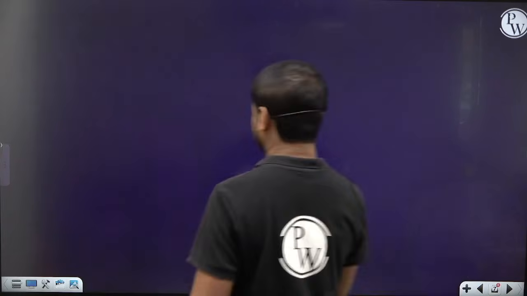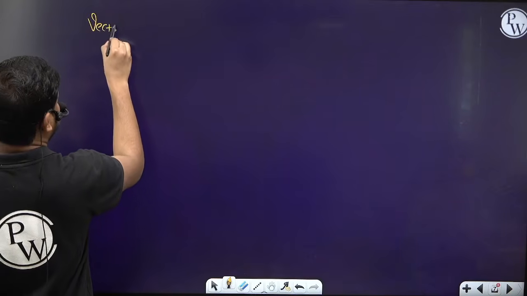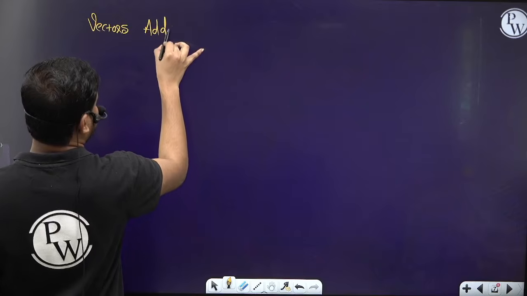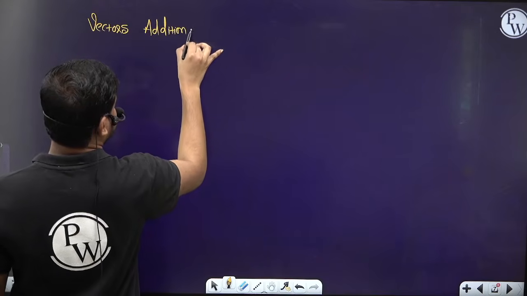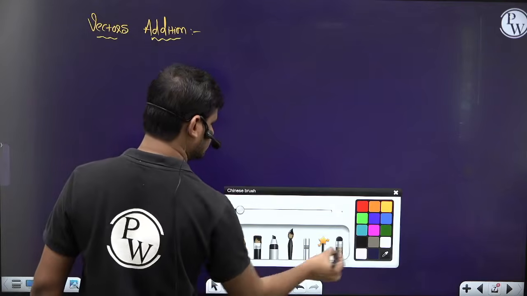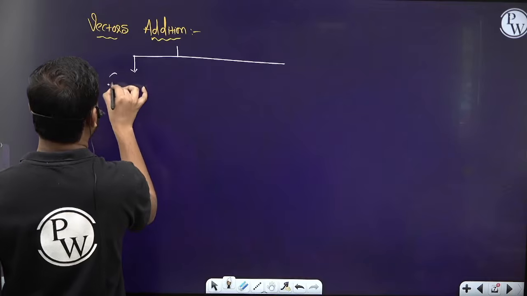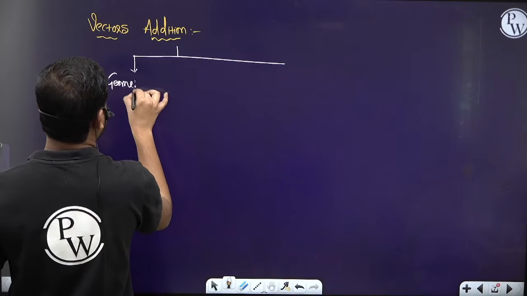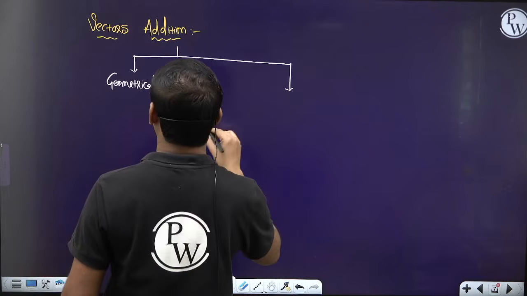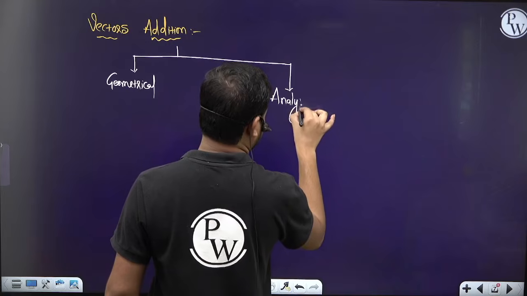See here. The vector addition, any two vectors can be added by two different methods. One is the geometrical method and the other one is the analytical method.